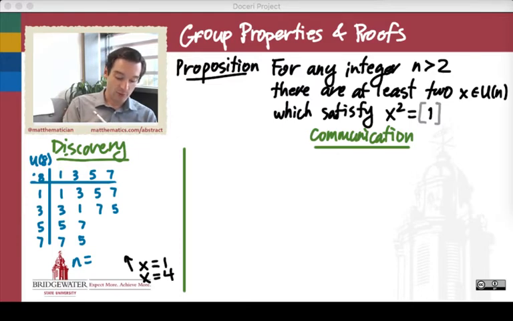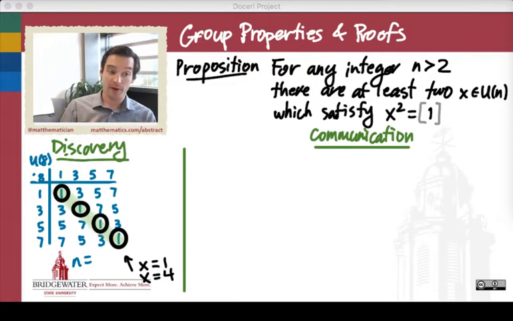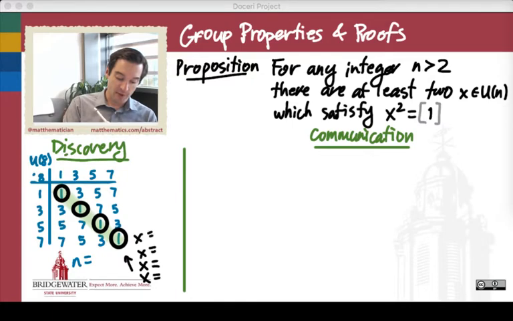5 times 5 is 25, which is 1 mod 8. 5 times 7 is 35, that's 3 mod 8. And that means that 7 times 5 is also 3, and then 7 times 7 is 1. So when we look on the diagonal this time, we actually find that there's more than 2 elements that satisfy that their square is equal to 1. Right? There's 4 of them, in fact. In fact, in this group, every element satisfies x squared is equal to 1. So that structure seems pretty different than the one that we had in the n equals 5 case.